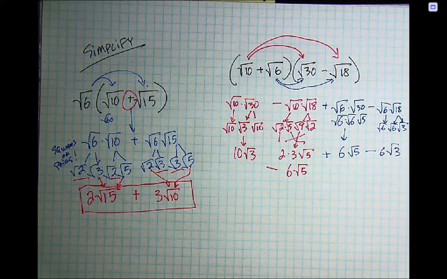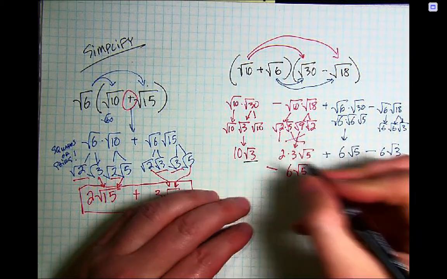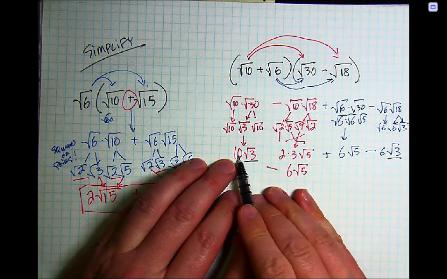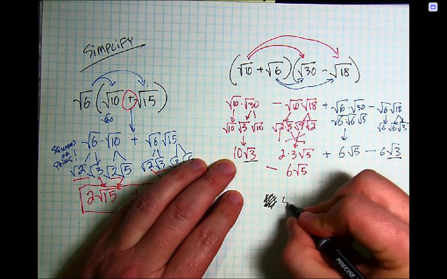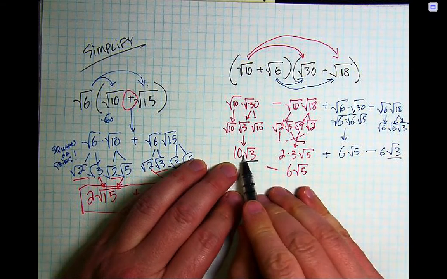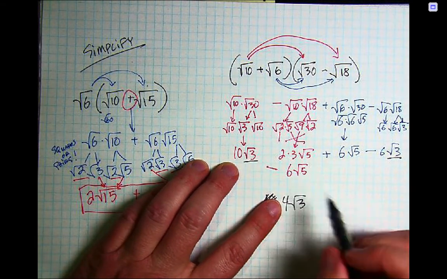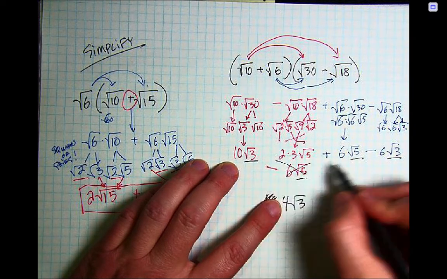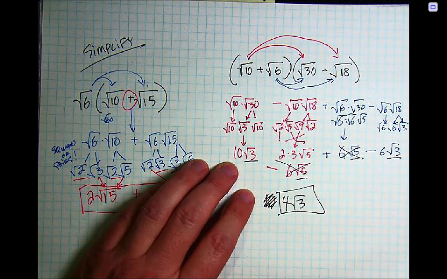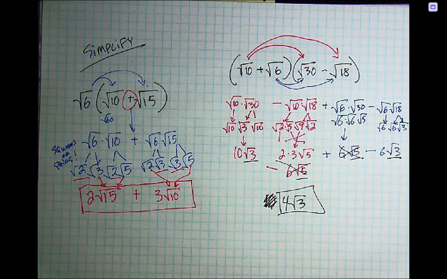And what do I have in common? Well, the radical 3 parts match. So if I have 10 of them and I take away 6 of them, I have 4 of those, 4 radical 3s. And then the radical 5s match, but there's negative 6 of them, plus 6 of them, and those end up just scratching each other out. And this whole thing boils down to 4 radical 3. If you got that right on your own without watching me do it, then you are awesome. Good job. Hopefully watching me do it made sense if you needed to see me do it.